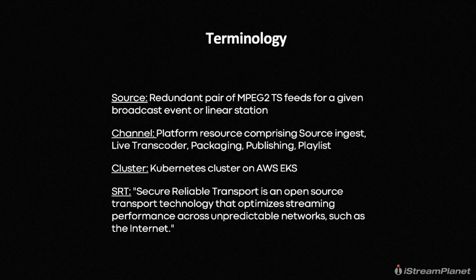A channel is a platform resource comprising source, live transcoder, packaging, and publishing. You can think of a channel as TNT or HBO West, or an event like the Monaco Grand Prix. A cluster in the context of this talk is a Kubernetes cluster deployed on AWS EKS, Elastic Kubernetes Service. And lastly, SRT is a reliable UDP transport designed for streaming video over unpredictable networks.